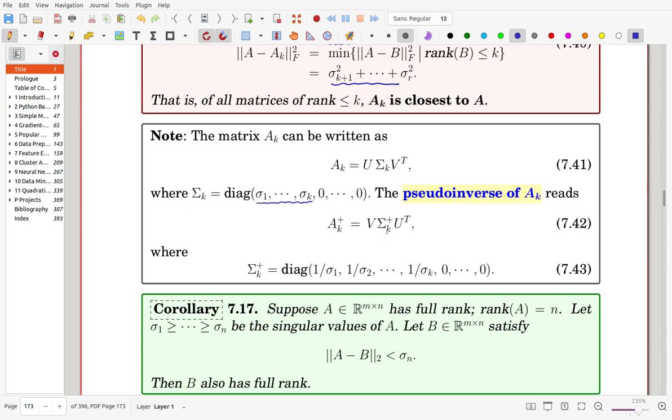However, we may consider, in a sense, a pseudo inverse of sigma_k. Only for the non-zero singular values we take their reciprocals, and for zeros, we keep them the same. That is now sigma_k plus. By using that matrix, we can define the pseudo inverse of A_k.